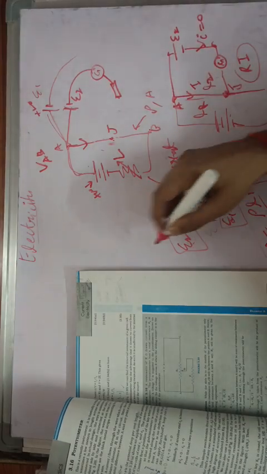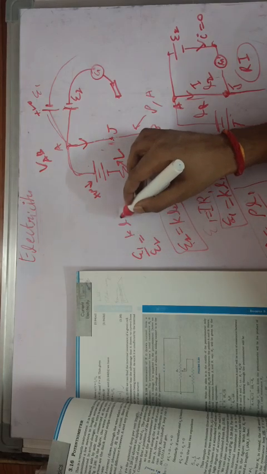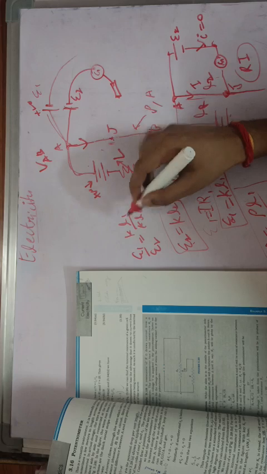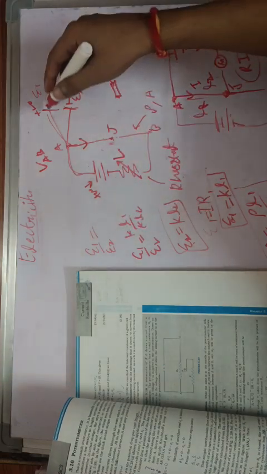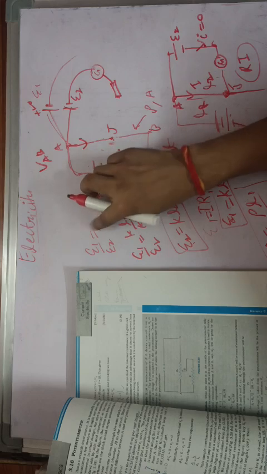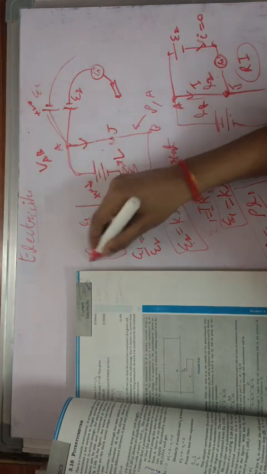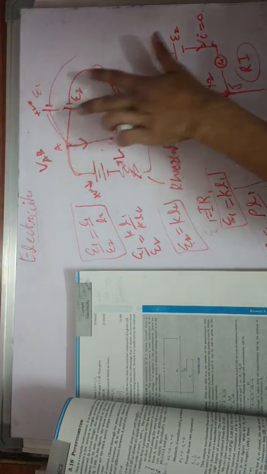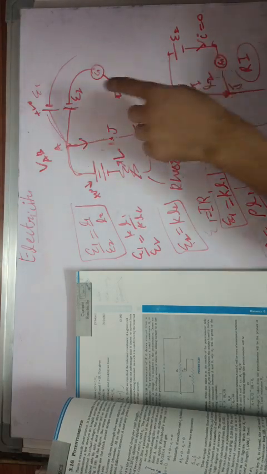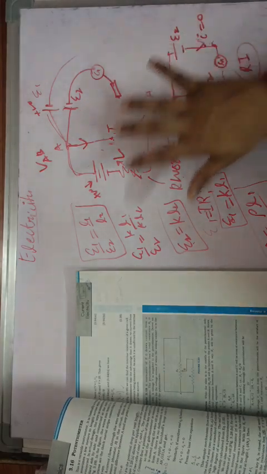So we can simply say that E1 over E2 is equal to K L1 upon K L2. So we can say that the ratio of these two cells' EMFs, E1 upon E2, is equal to L1 upon L2 observed in the potentiometer. So this setup is used to compare the EMFs of two cells.